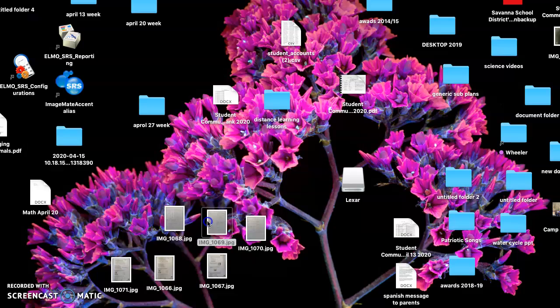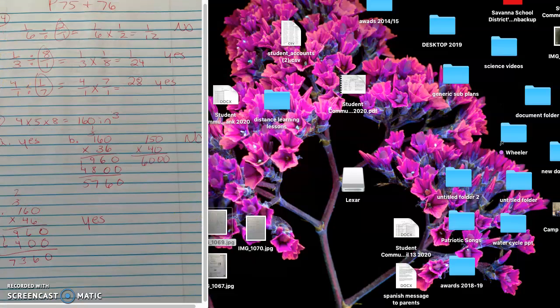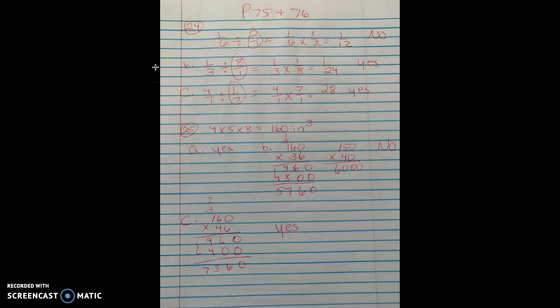Let's take a look at question 24. On question 24, we have 1/6 divided by 2. So 1/6 times 1/2 is 1/12, so that's a no. 1/3 divided by 8. So 1/3 times 1/8 is 1/24, so that's a yes. And then C, 4/1 times 1/7, divided by 1/7 is 4/1 times 7/1, which is 28. So that's a yes.